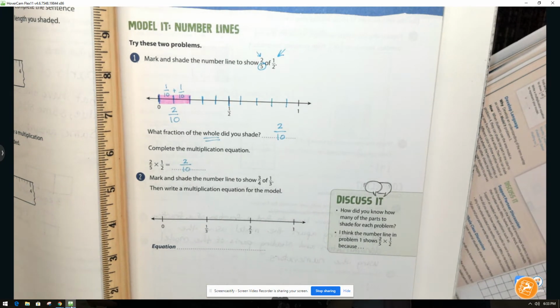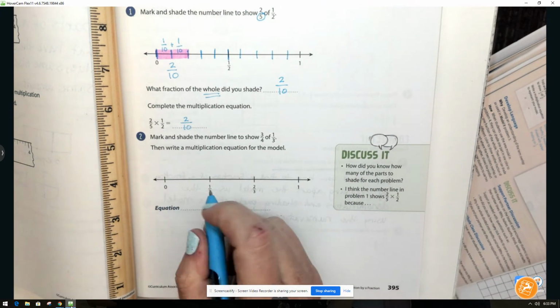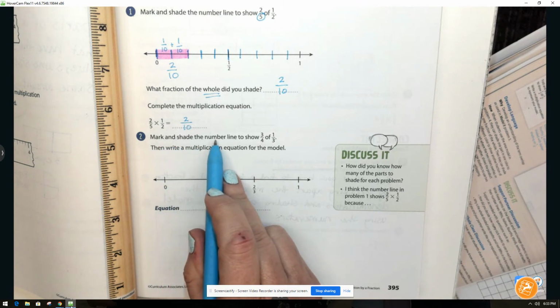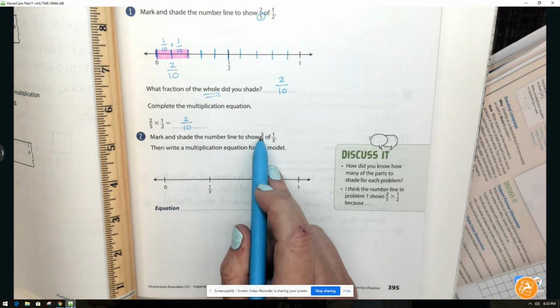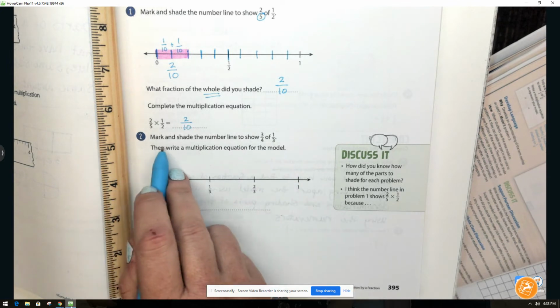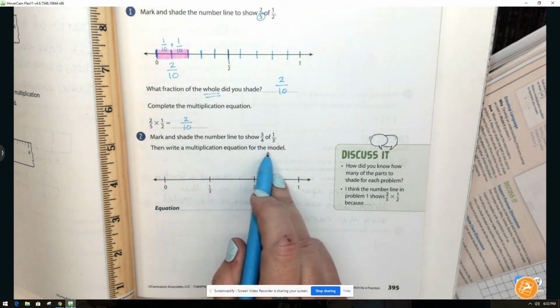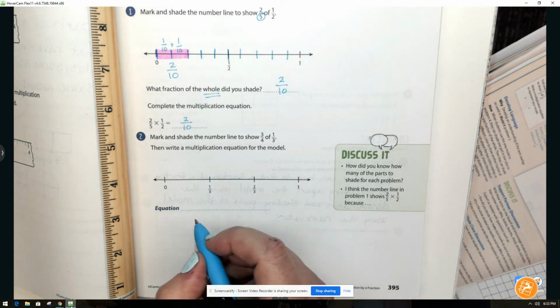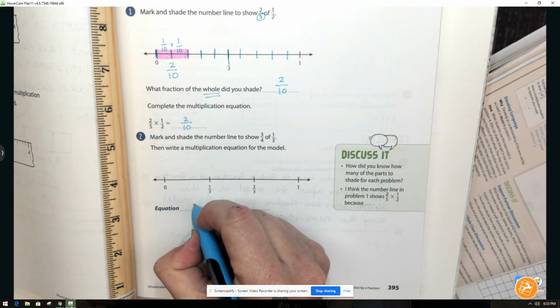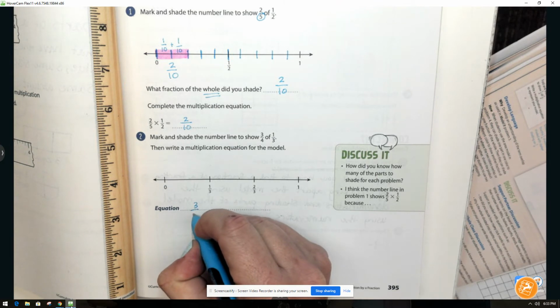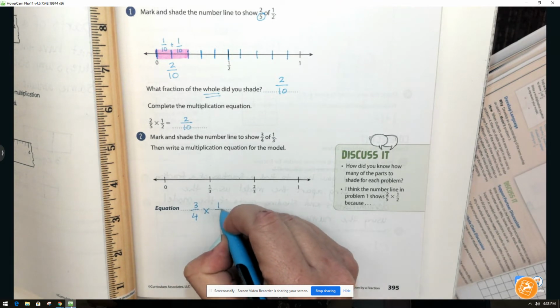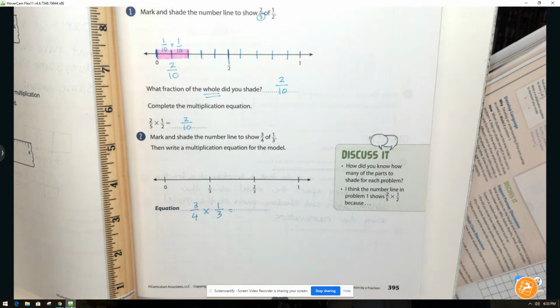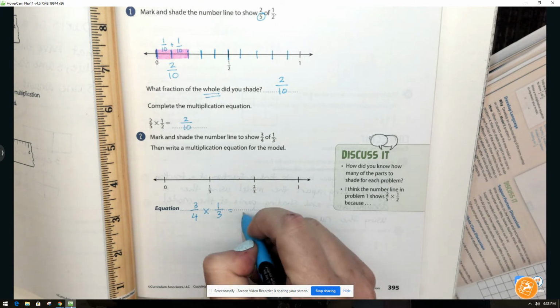So now we're going to look at number 2. Number 2 says, mark and shade the number line to show 3/4 of 1/3. Then write a multiplication equation for the model. So let's go ahead, and since we know the trick, let's write the equation first. I'm going to break a bunch of rules right now. 3/4 times 1/3. Let's go ahead and solve it. I want you to pause the video and solve it. You probably don't even have to pause the video. You probably can just do it.